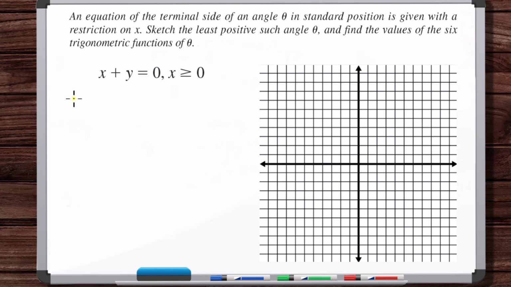Okay, so we've got y is equal to minus x, but only when x is greater than or equal to 0. So it's going to be the first or the fourth quadrant. So we can't go in the minus x, so we'll do minus y plus x. So that constrains theta.